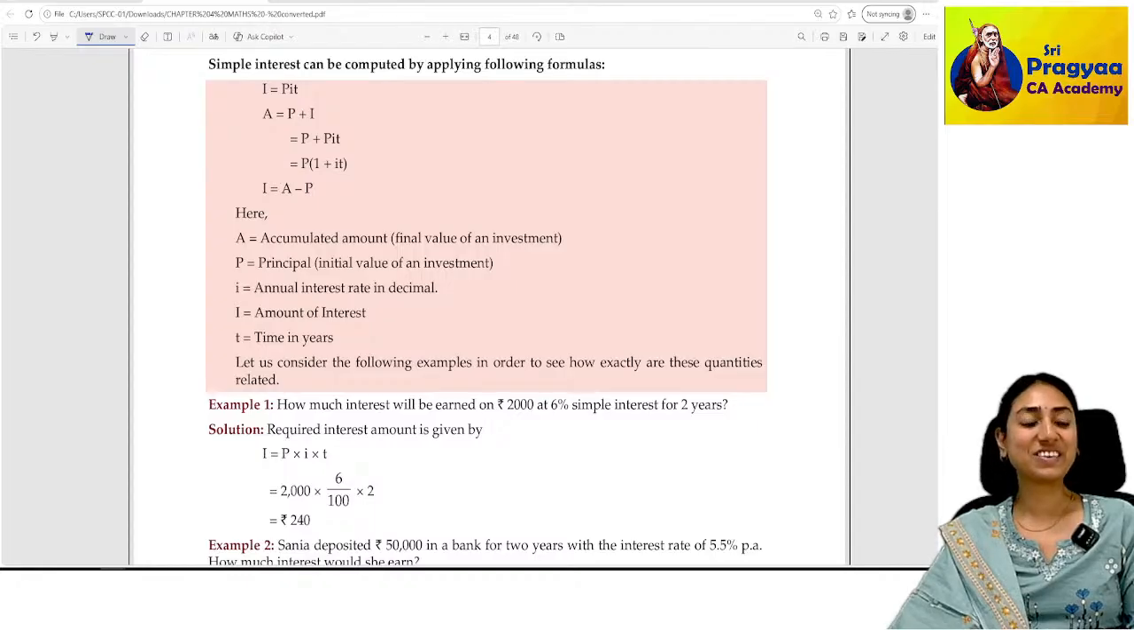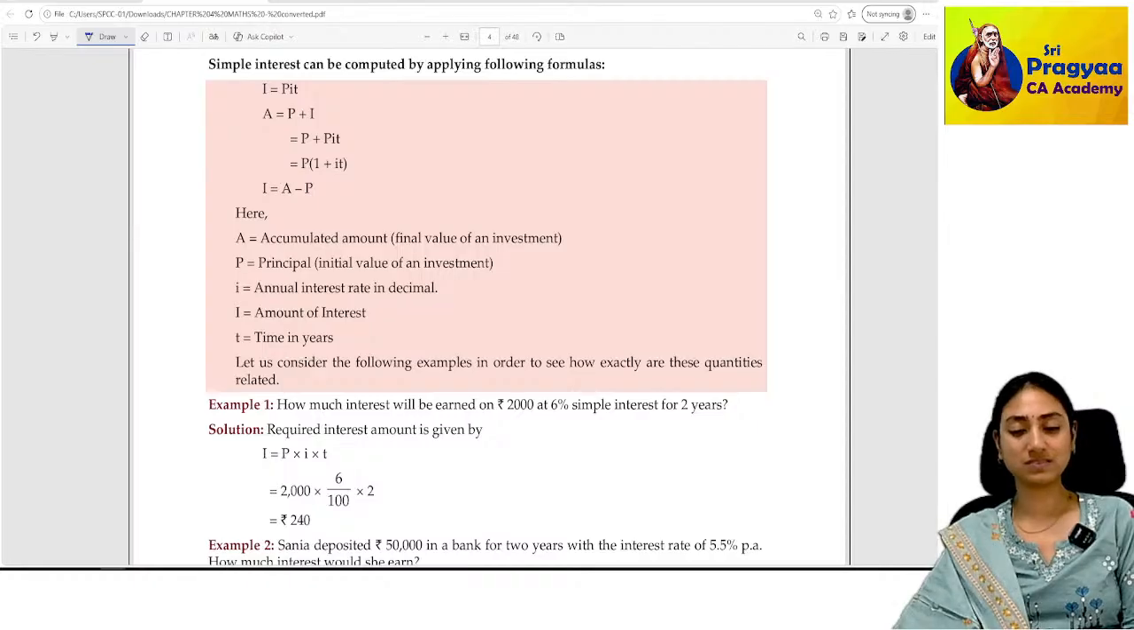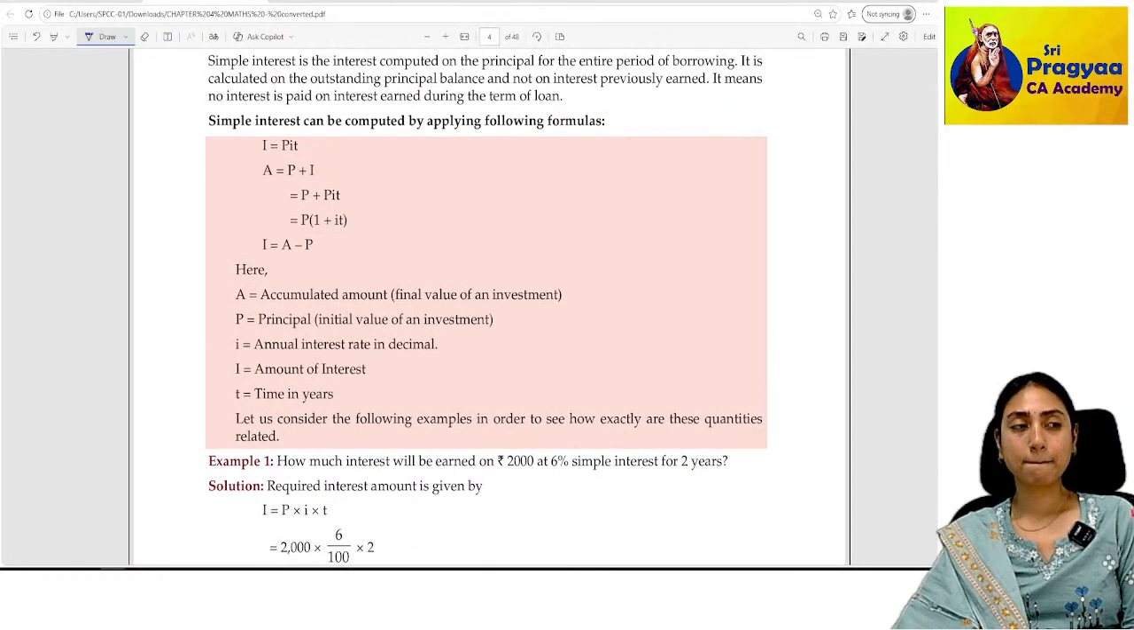Okay, all right. Do you know what simple interest is, Lakshmi? Simple interest is basically when you give out some money, you charge the interest only on the original principal.